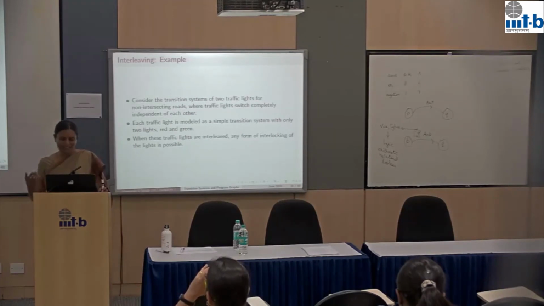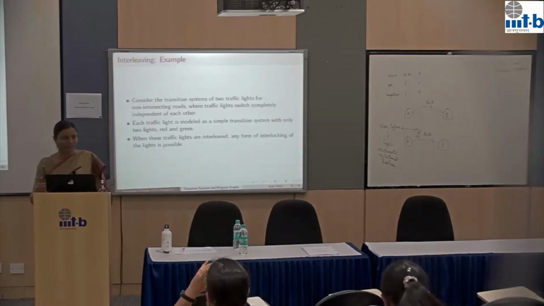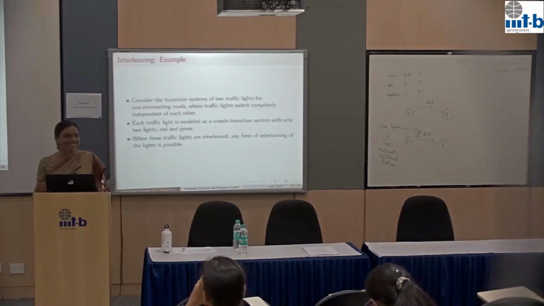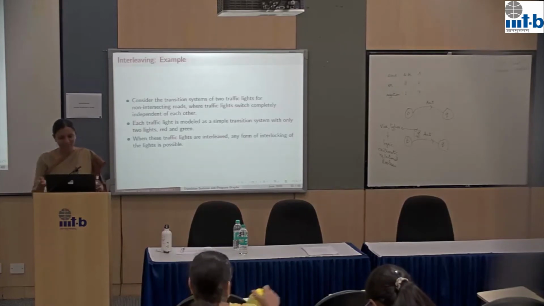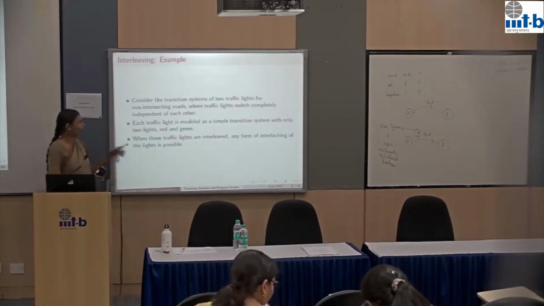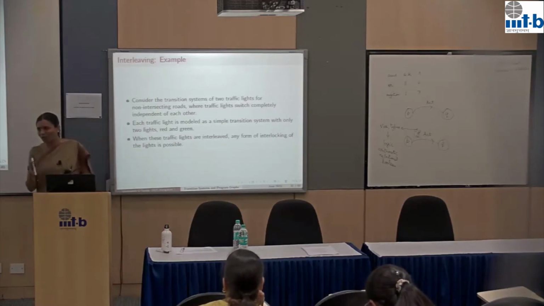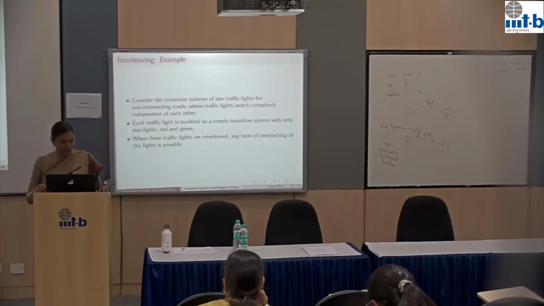So the simplest toy example that I could think of is models of 2 traffic lights on roads that don't intersect. So they're just separate, right? They don't have to communicate at all. So traffic lights switch completely independent of each other. I mean, this is a toy model, but there are realistic examples that don't communicate at all.